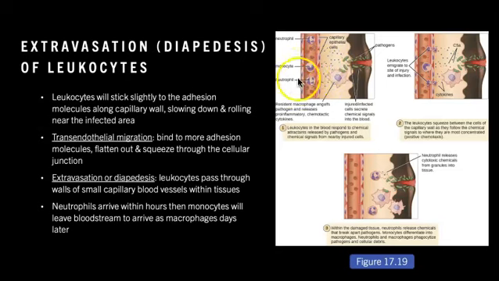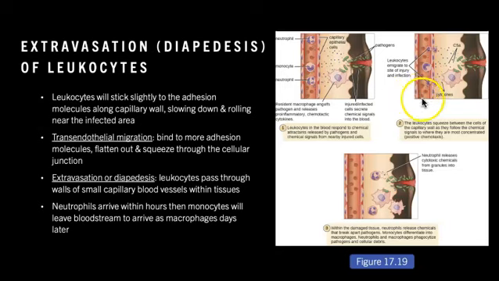That is going to cause our leukocytes to stick slightly to the adhesion molecules that aren't really depicted here, but we've got some adhesion molecules that are almost like speed bumps that will slow down these white blood cells as they're rolling near this infected area. The whole process is to slow them down, and then they will start flattening out and squeezing through cellular junctions.